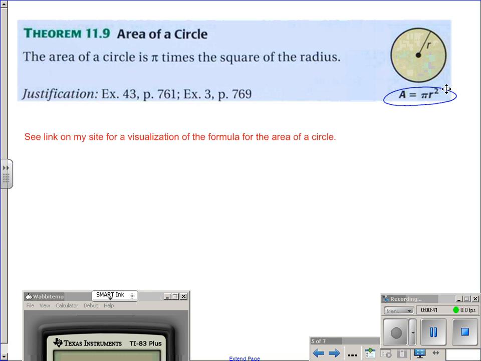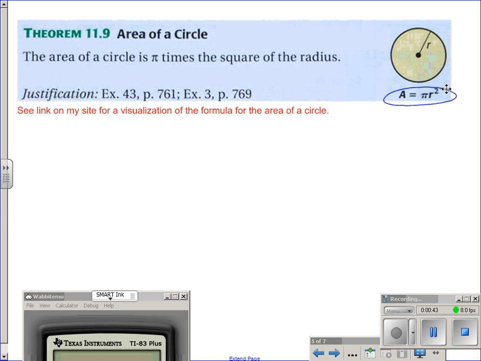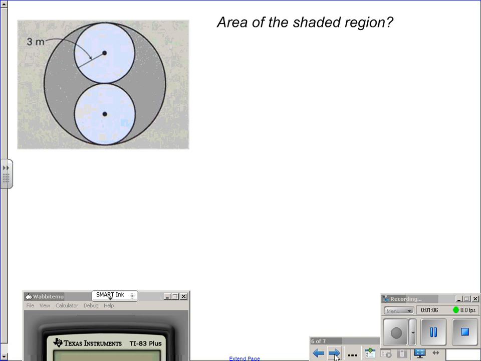Like it says right here in red, there is a nice visualization. It's one of those GeoGebra drawings of the idea of where this formula comes from. If you really want to push it, you can have a little bit of a calculus idea to it, but it's not necessary. If you want to check it out, it's neat to mess with some of the numbers and some of the sliders on there. But area of a circle, pi r squared.